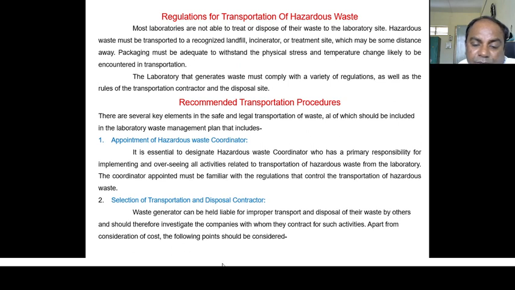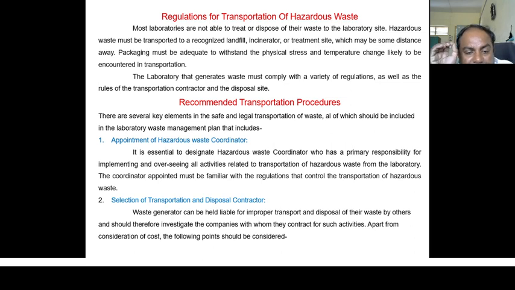Then the second rule. What is the second rule? The second rule is that it is the duty of the industry that generates the waste in the laboratory. If they generate the chemical waste in the laboratory, then finally it is the responsibility of that particular industry. It is the responsibility of the industry that generates chemical waste, and its disposal is again a duty of that particular industry.